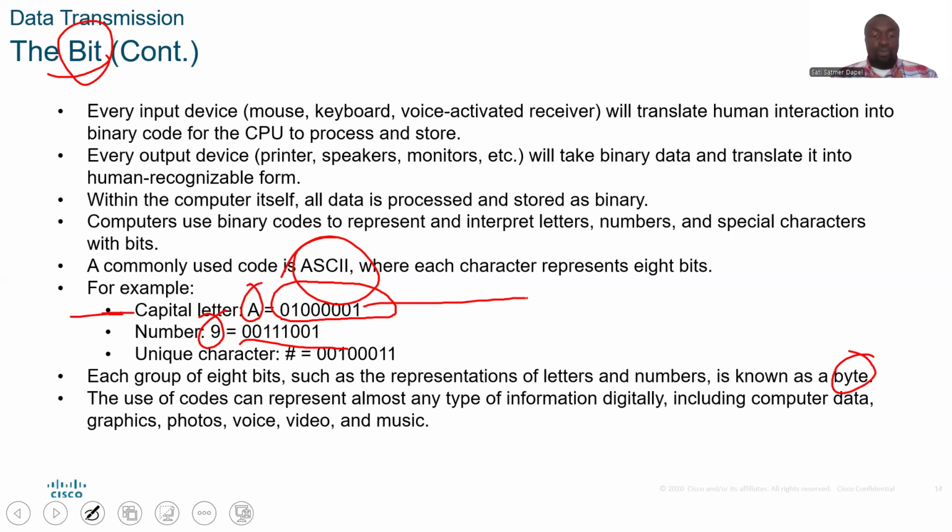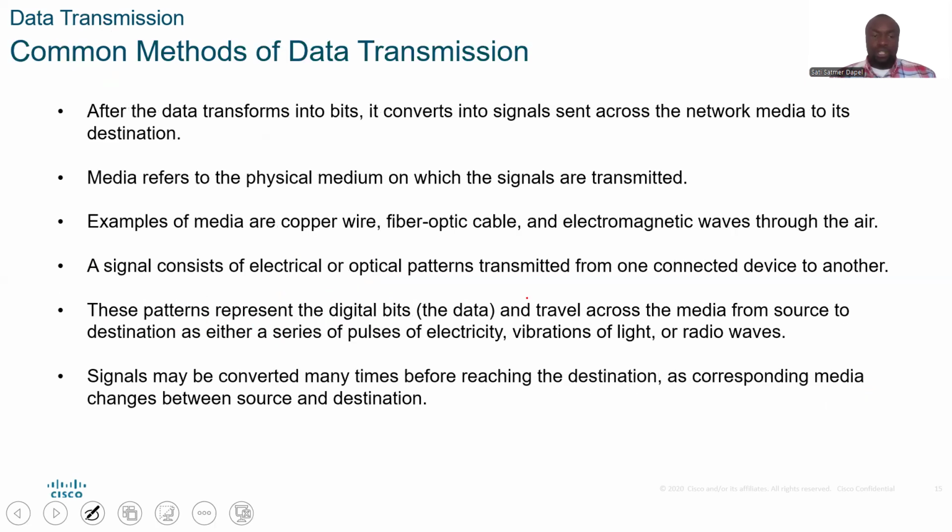So the use of codes can represent almost any type of information digitally, including computer data, graphics, photos, voice, videos, and music. All right. So now that we've understood the concept of the data, let us look at the common methods of transmission. Right? So after the data transforms into bits, because you would have collected it from input, okay? Then you will now convert it into bits. It converts into signals sent across the network media to its destination.